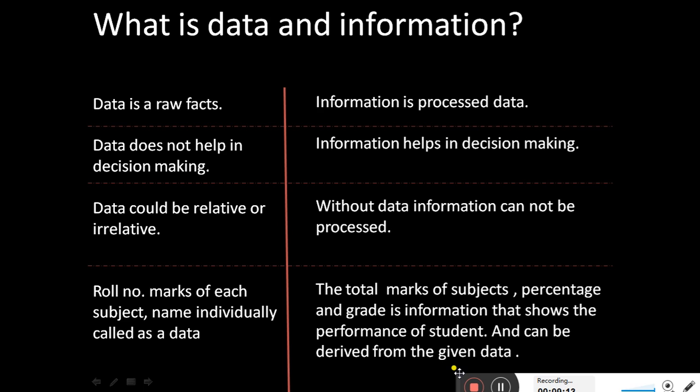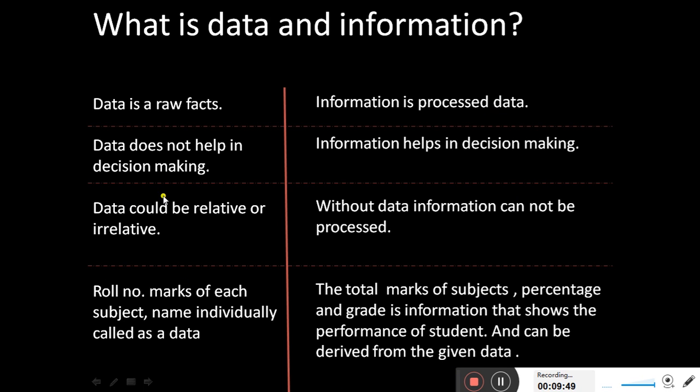And you can collect all the data to create a report card. On the basis of that report card, you can make the decision that the performance of this student is good and the performance of that student is bad. Correct? So this is the difference between data and information. You can see here the first difference is data is a raw fact and information is processed data, right? You can first collect the data, and then you can process the information. Without data, you cannot process the information, right?